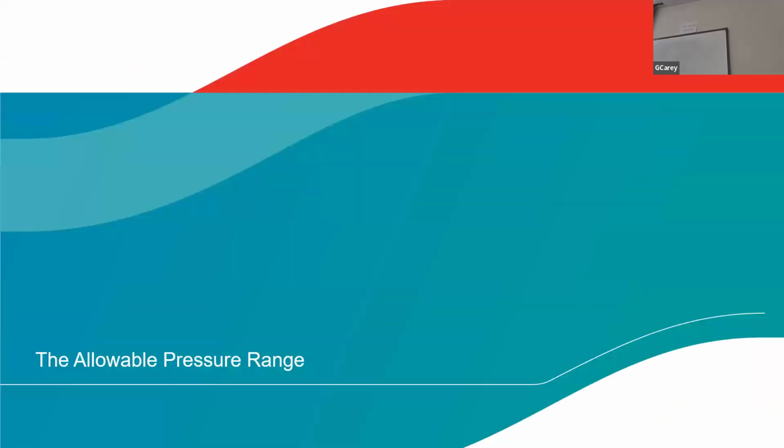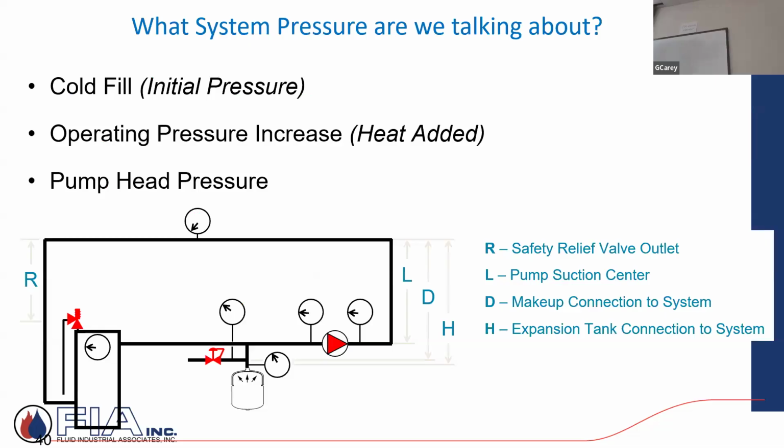So anyways, the allowable pressure range. What system pressures are we talking about? It's kind of like building blocks. Just be patient with me as we walk through because it's pretty basic, but you just want to be aware of it because it's the building blocks as you're looking at systems and designing and then working backwards and perhaps troubleshooting. So what pressures are we talking about? Well, the first one's going to be what's our initial cold fill pressure, right?